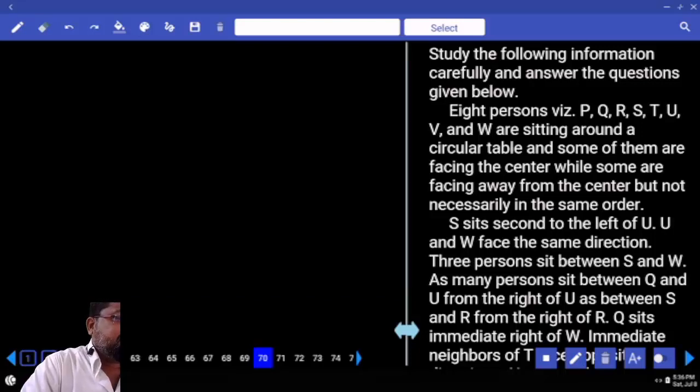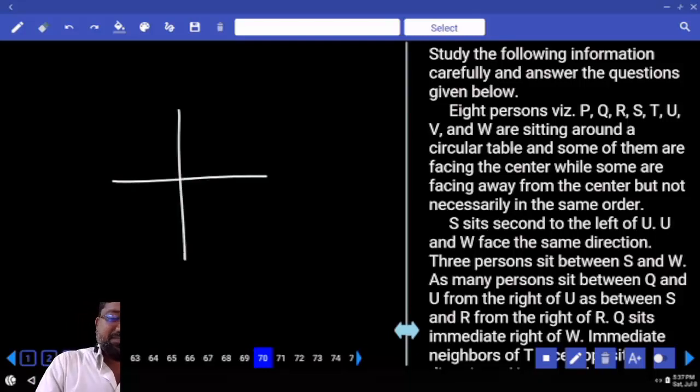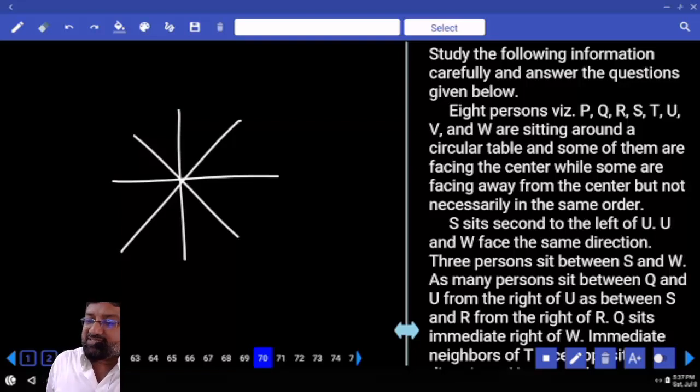8 persons P, Q, R, S, T, V, W are sitting around a circular table and some of them are facing center while some of them are facing away from center but not necessarily in the same order. How many persons are sitting around a circular table? Some are facing center and some are not facing the center. Now S sits second to the left of you. Do you know which direction S is facing?